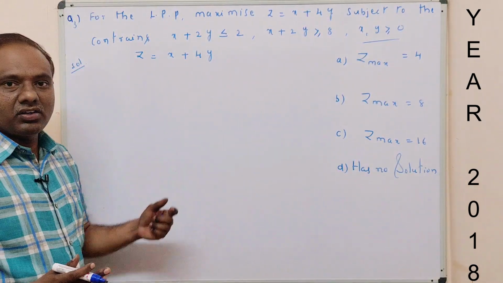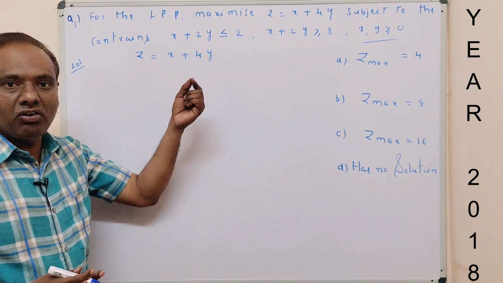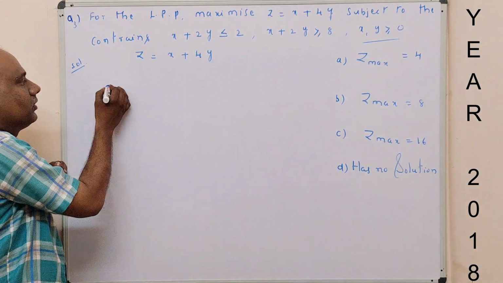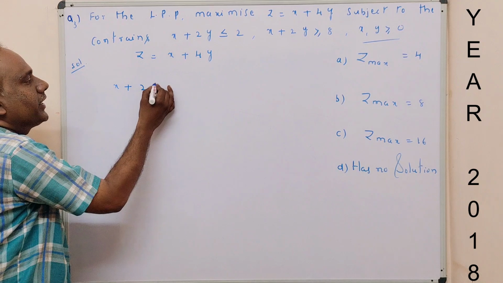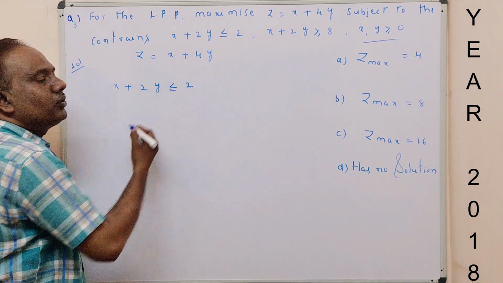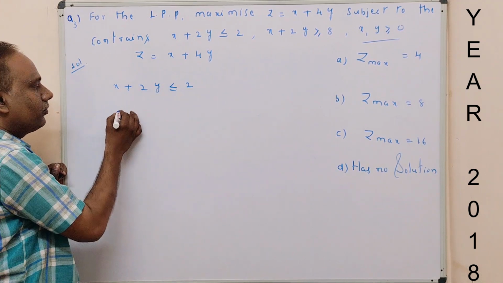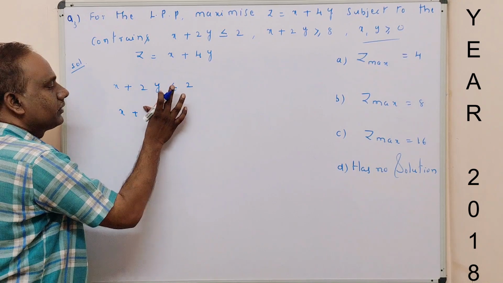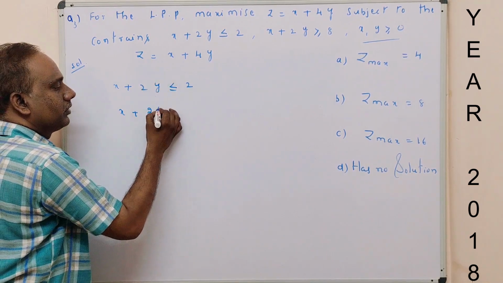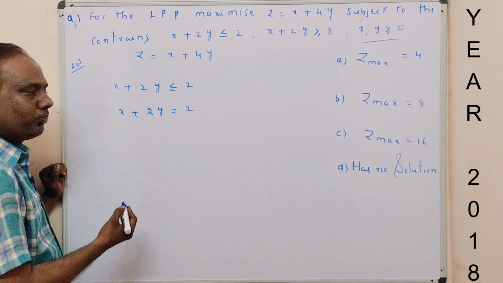So first we can draw the graph. It's a very simple graph. So here the first inequality is x plus 2y less than or equal to 2. First of all it can be written as x plus 2y is equal to 2, please write.